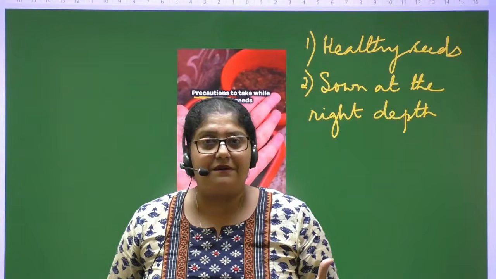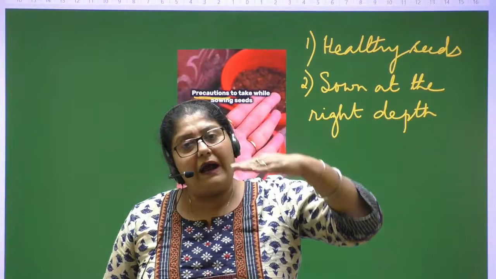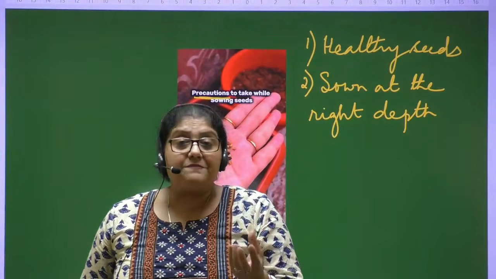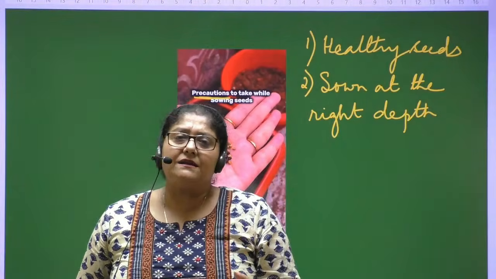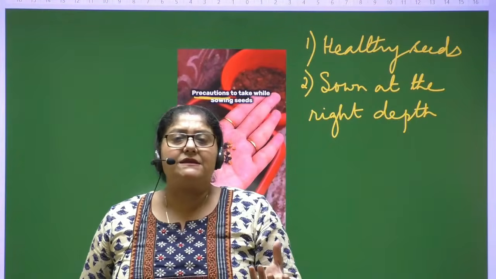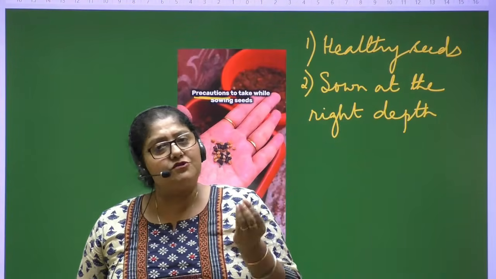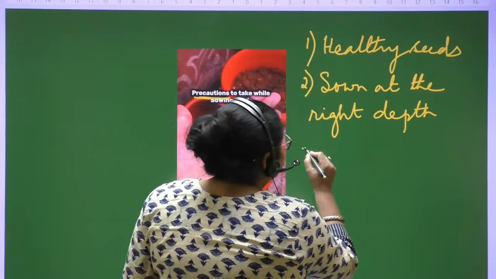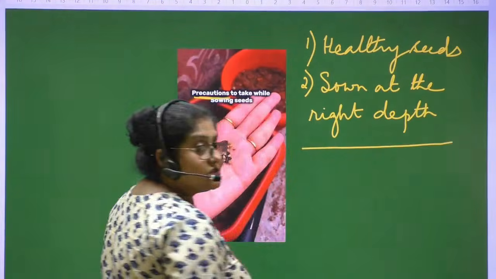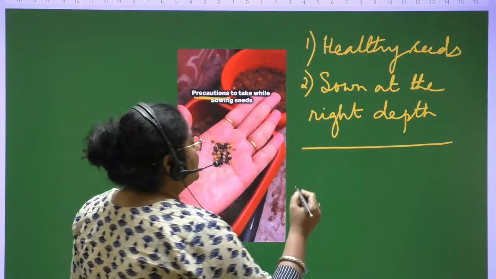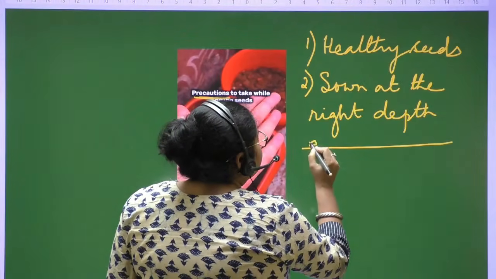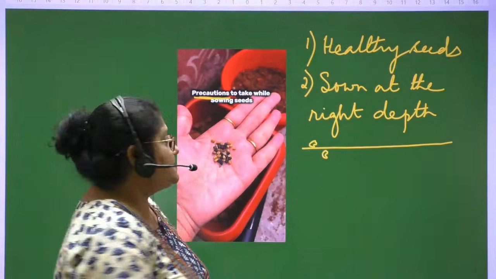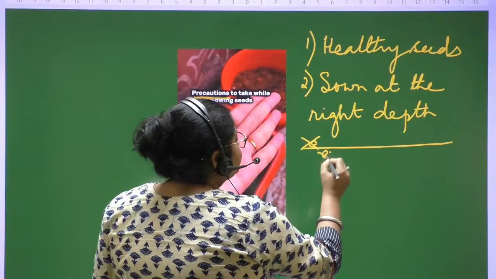But how deep? On the top or right under the top is ruled out, because then the seeds become susceptible to drying up by the sun, or they may be eaten up by the insects or the birds. So I am going to sow them at a certain distance under the soil. Suppose this is the surface of the soil; if I sow them here or very close to the soil surface, it is a wrong practice. So these two are ruled out.